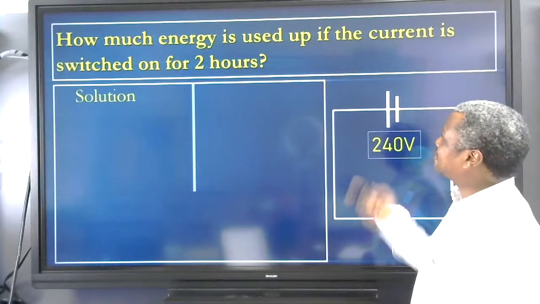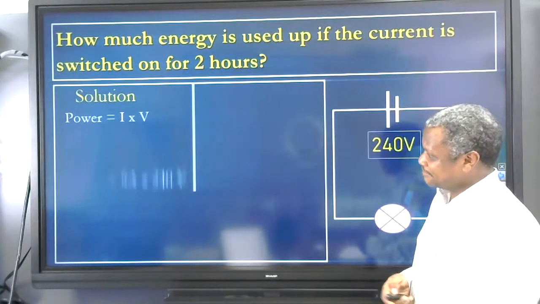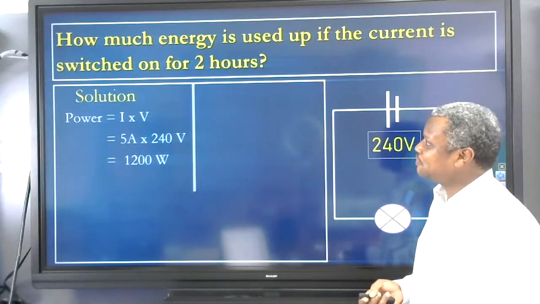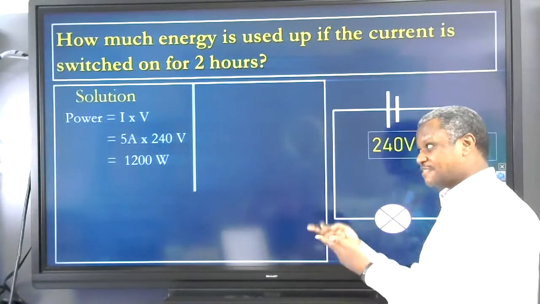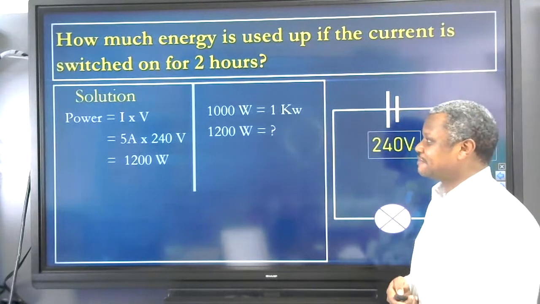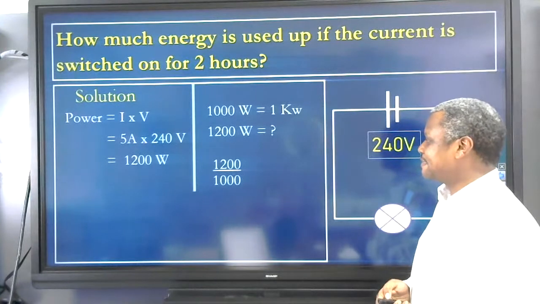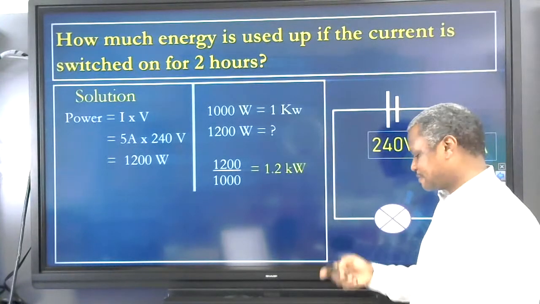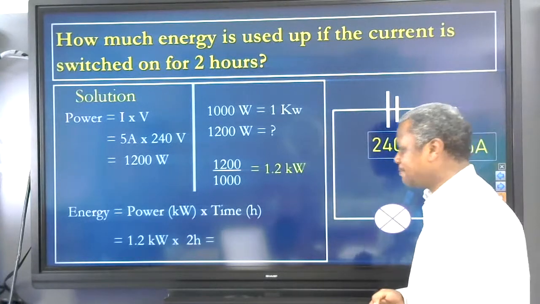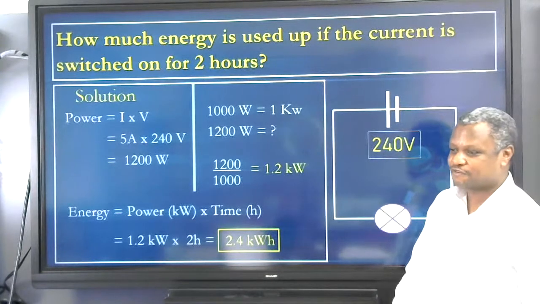How much energy is used up if the current is switched on for 2 hours? Solution again. Power is current multiplied by voltage. 5 amperes multiplied by 240, you get 1,200 watts. You convert now the watts into kilowatts. We know 1,000 watt is 1 kilowatt, so 1,200 divided by 1,000 gets 1.2 kilowatt. Then again, energy we know is power multiplied by time, which is 1.2 multiplied by 2, so it's 2.4 kilowatt hour.